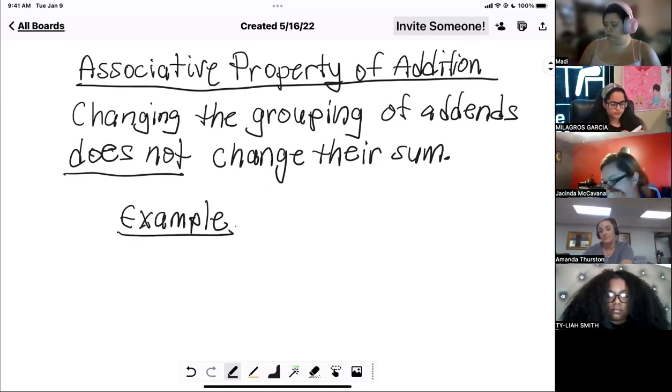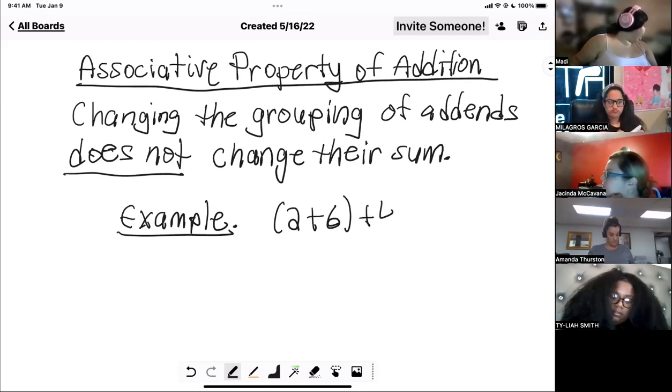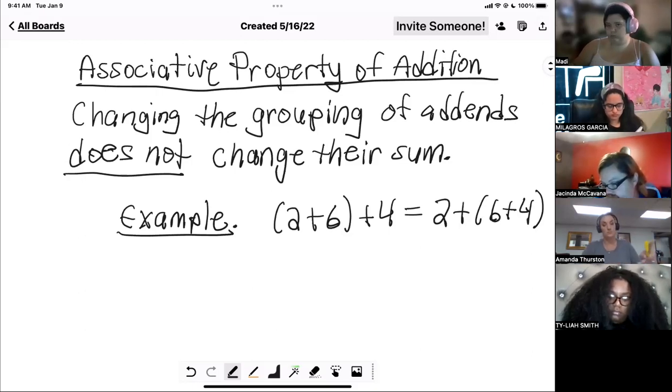Okay, so this one has the parentheses. So let's say you get a problem that says (2 + 6) + 4. And then it's the same thing as saying 2 + (6 + 4). It's the same answer. It doesn't matter where I grouped it, whether I group 2 and 6 together or whether I group 6 and 4 together. It's the same answer.